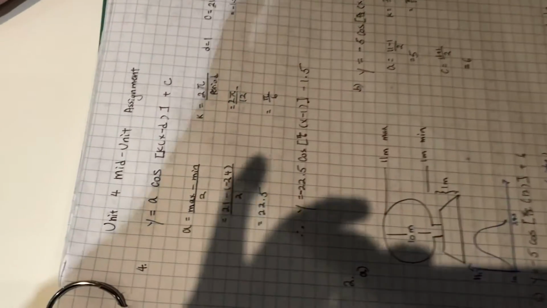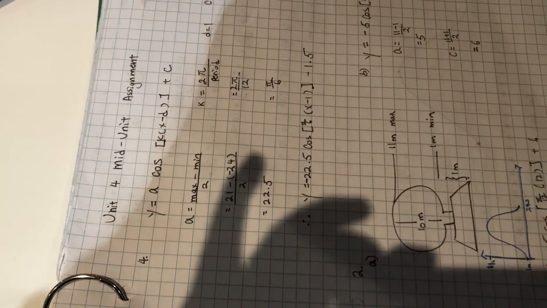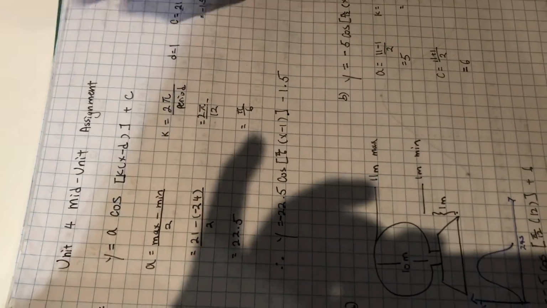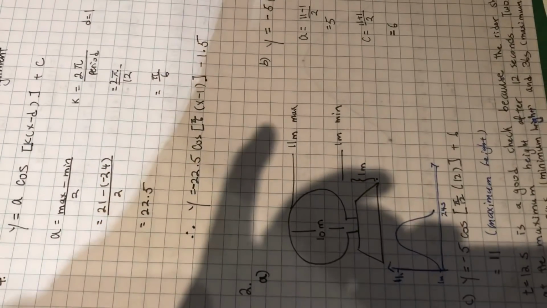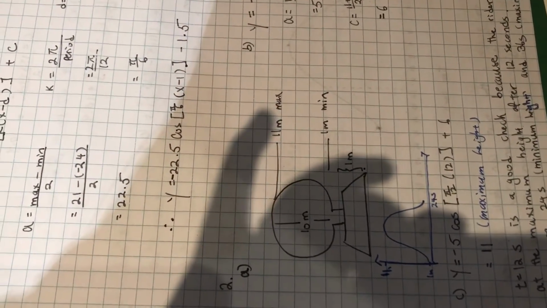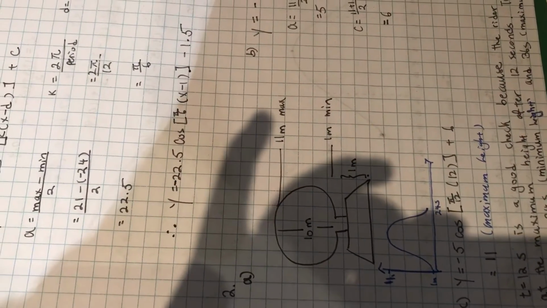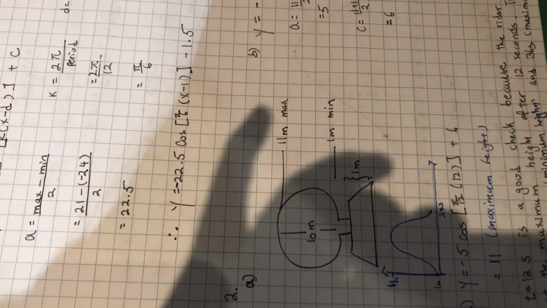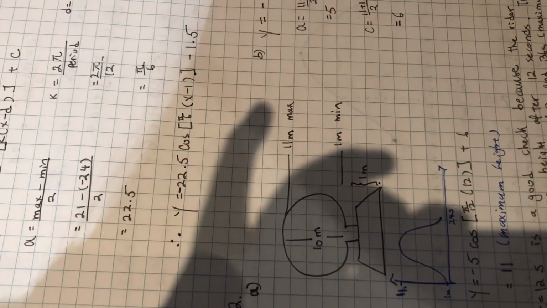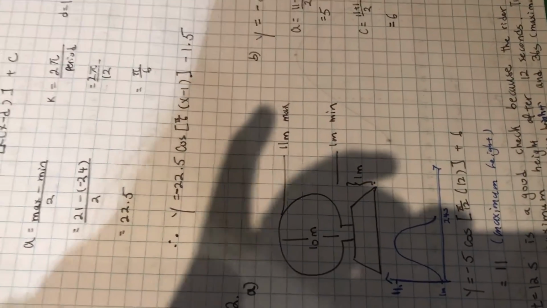Then, for 2, a Ferris wheel has a diameter of 10 meters and takes 24 seconds to make 1 revolution. The lowest point on the wheel is 1 meter above the ground. So sketch a graph to show how a rider's height above the ground varies with time as the Ferris wheel makes a rotation. Assume the person starts the ride at the lowest point on the wheel.